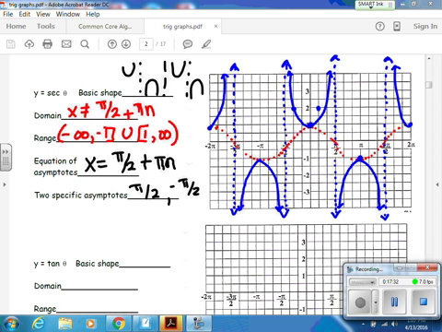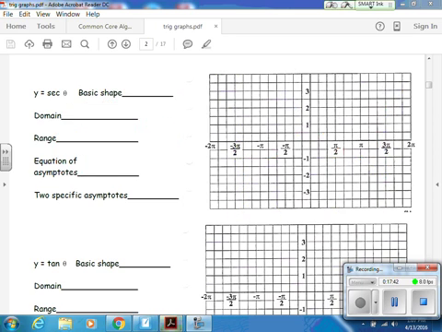Alright, can I erase that one and move to tangent? Yes? No? Alright. We haven't done tangent yet. It's a little bit different too.